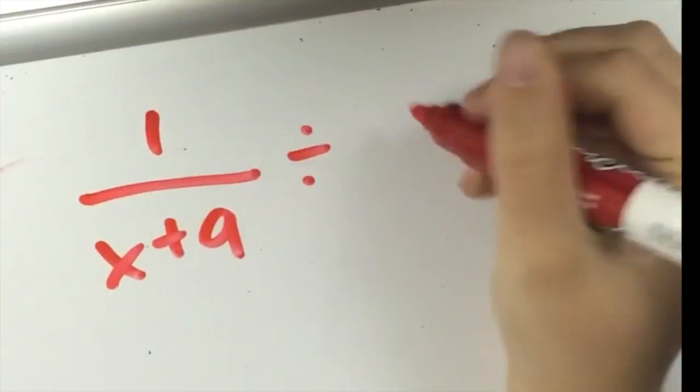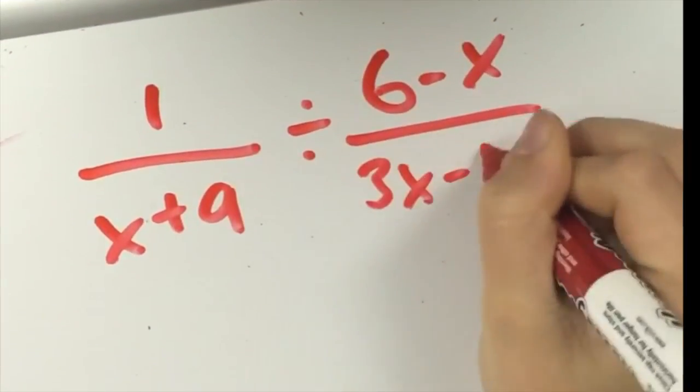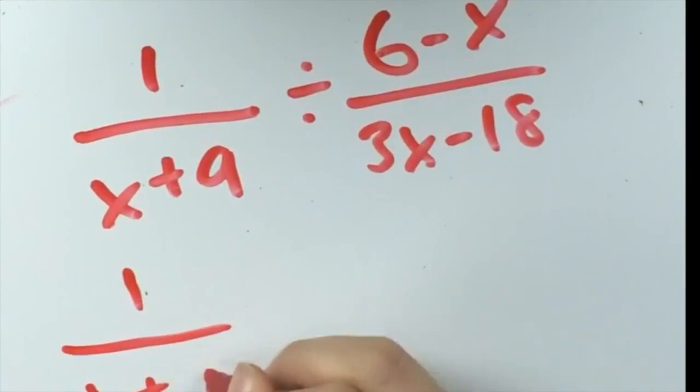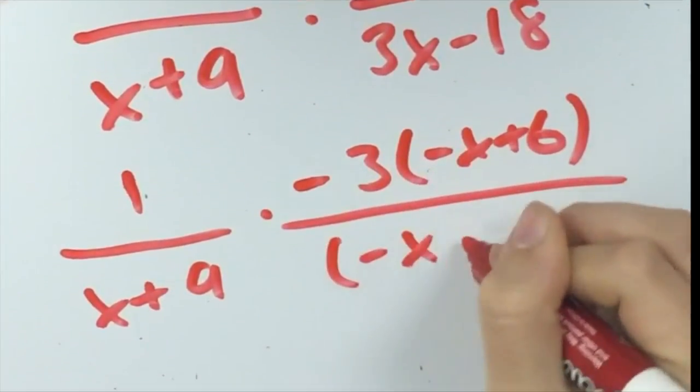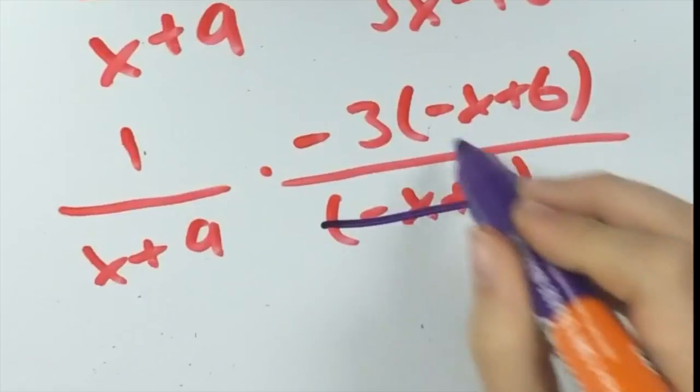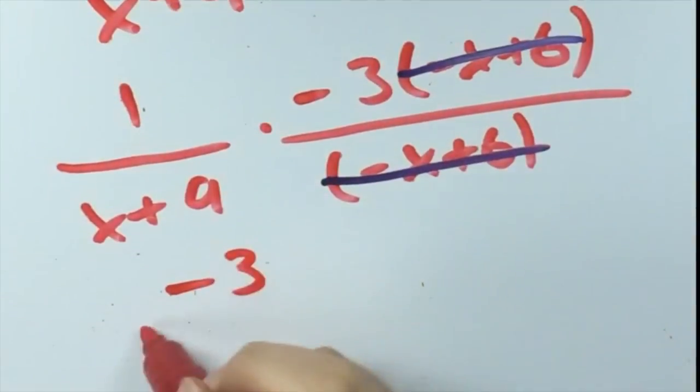When dividing a fraction by a fraction, you flip the numerator and the denominator and change the division sign to multiplication. Factor a negative 3 out of the numerator and cross out the negative x plus 6 from both top and bottom, and then multiply straight across.